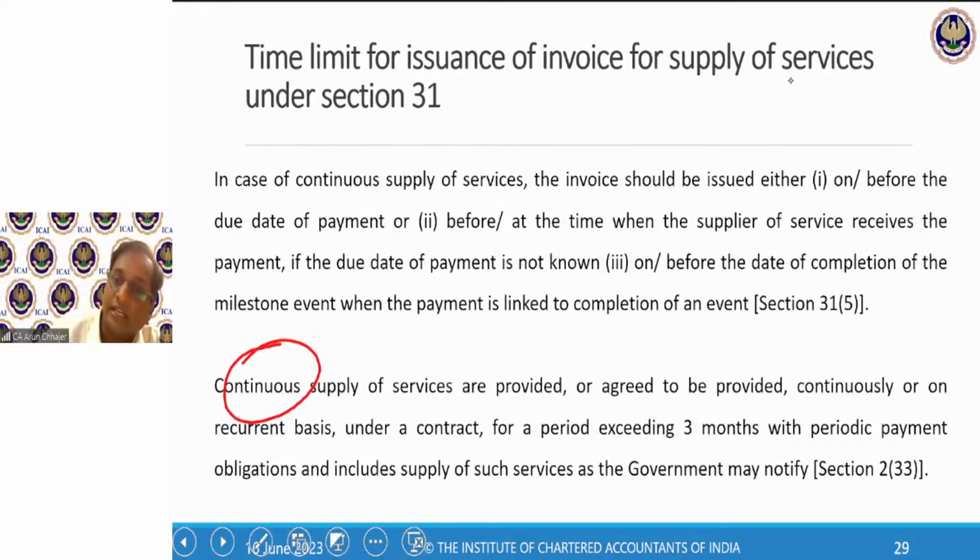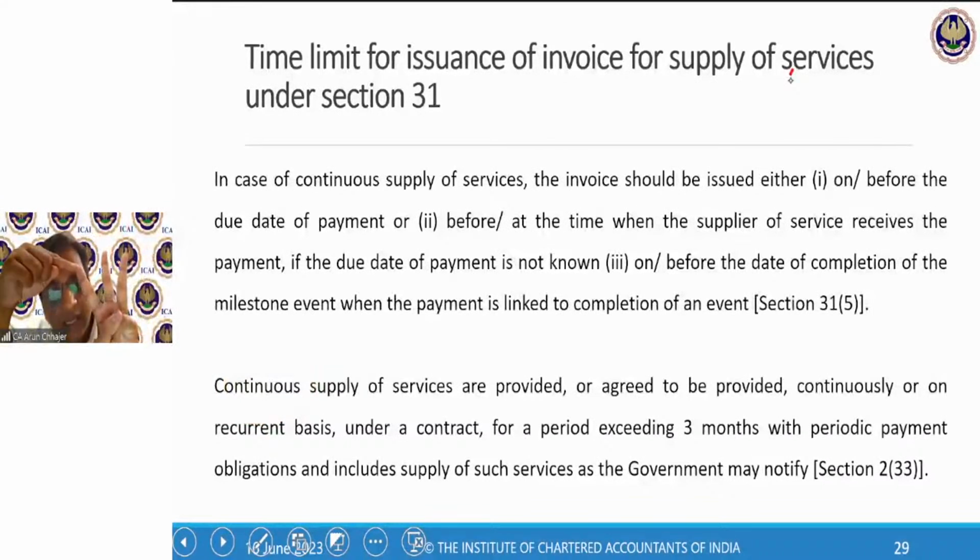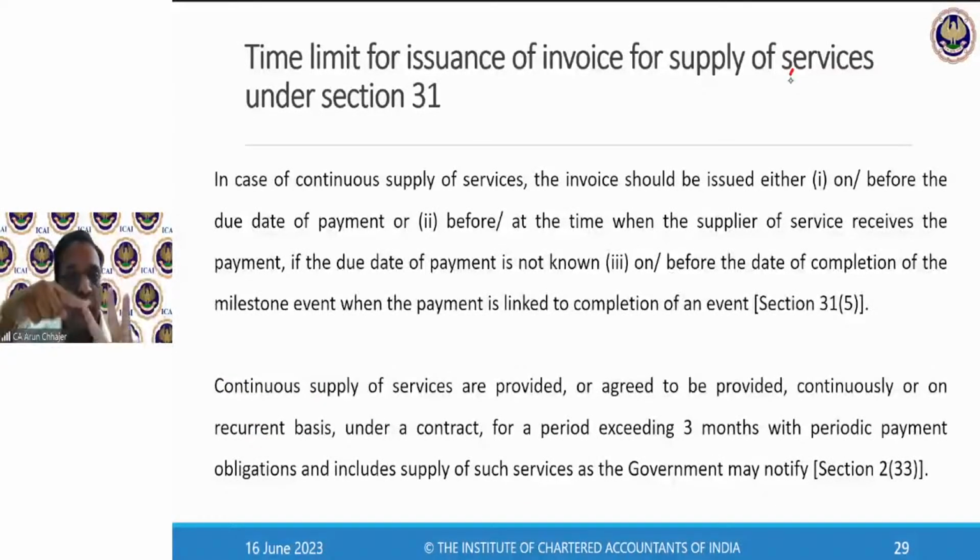Also, we have discussed in case of continuous supply of service, the 3 points. If the due date of the payment is given in the contract, then that date would be the last date to issue the tax invoice. If the contract is silent about the payment, then actual receipt. And if the contract is talking about a certain milestone linked to a certain event, then on the completion of the event, the invoice has to be issued. And what is continuous supply of service? When service has been rendered for exceeding 3 months.